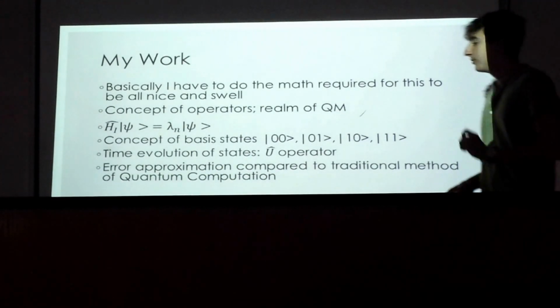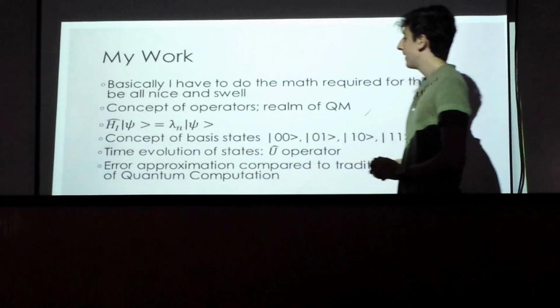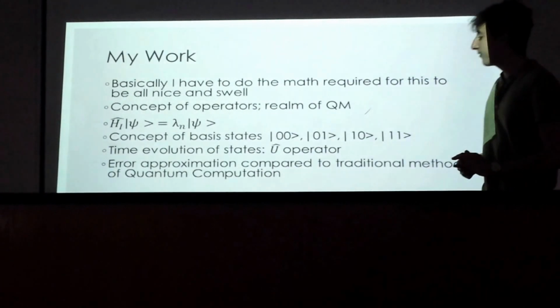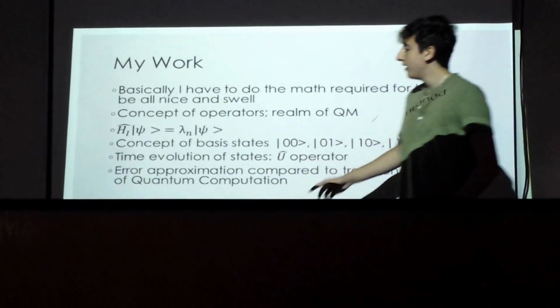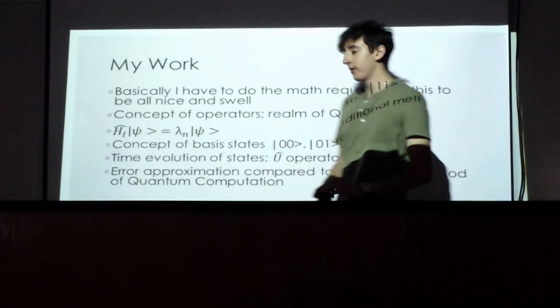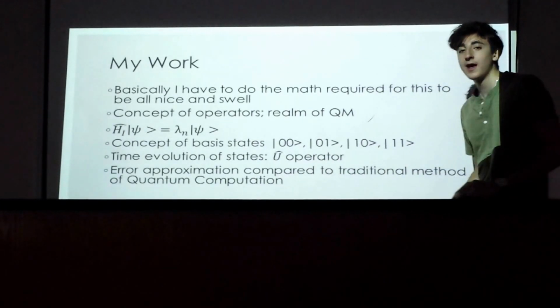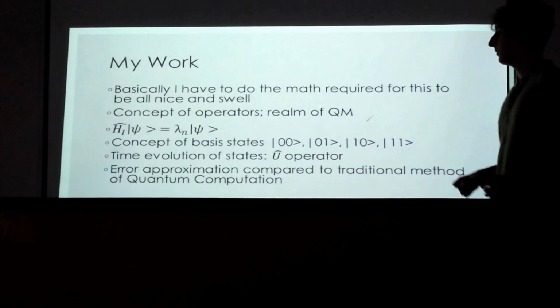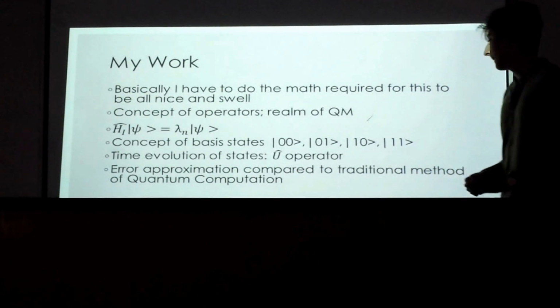Okay? And then after we do that, what I'm going to do is find the time evolution. To find the time evolution, we have another operator, which is u. We operate u on our state, say 0, 0 again, and when we operate it, we get the time evolution of the system, how the system acts over some time interval. And that could be useful also.